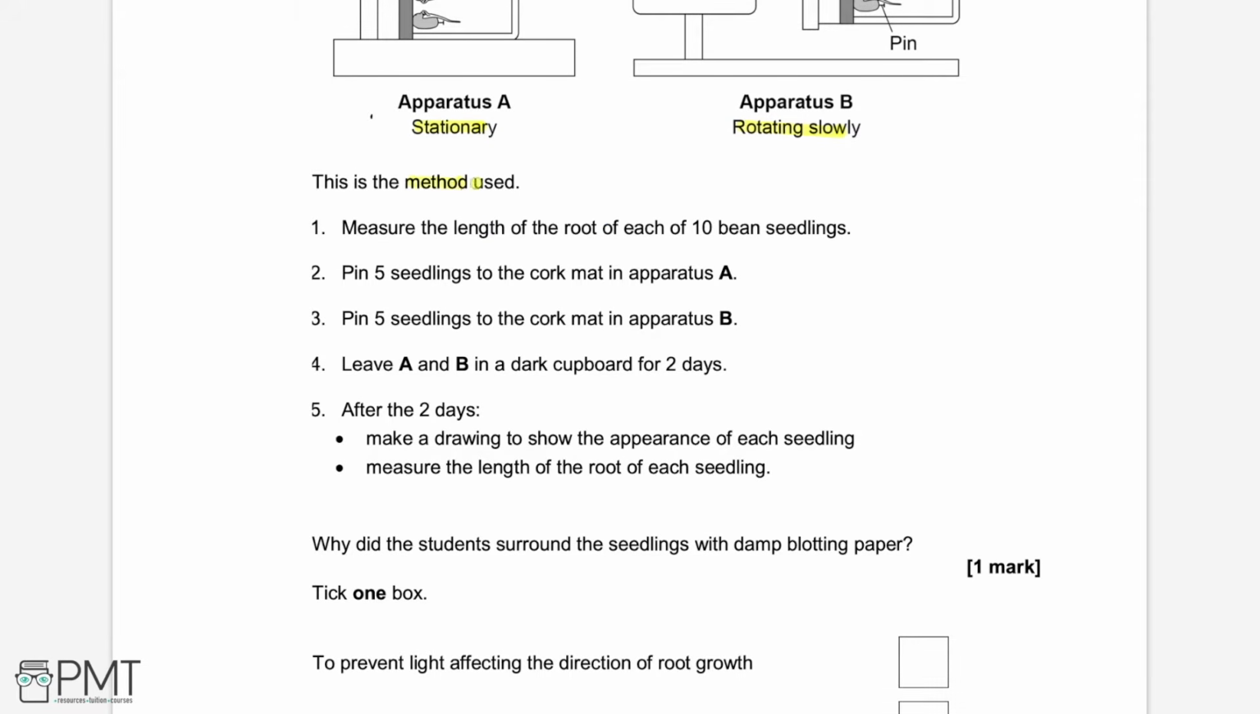1. Measure the length of the root of each of 10 bean seedlings. 2. Pin 5 seedlings to the cork mat in apparatus A. 3. Pin 5 seedlings to the cork mat in apparatus B. 4. Leave A and B in a dark cupboard for 2 days. 5. After the 2 days, make a drawing to show the appearance of each seedling, and also measure the length of the root of each seedling.